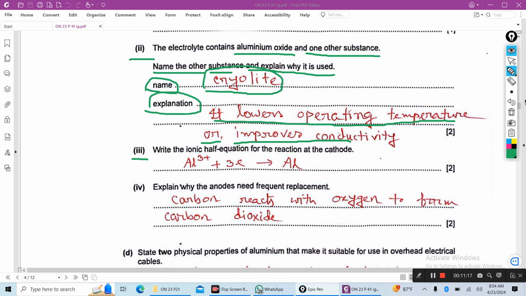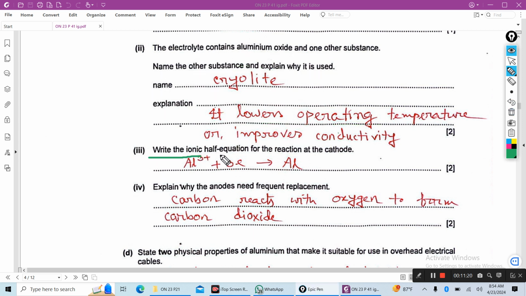Now number 3, write the ionic half equation for the reaction at the cathode. You know, at the cathode a reduction reaction occurs. So an aluminum ion takes 3 electrons to produce aluminum, Al. At the cathode, aluminum ions gain 3 electrons and are reduced to produce molten aluminum.